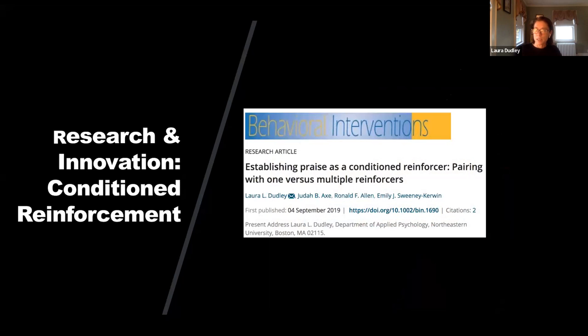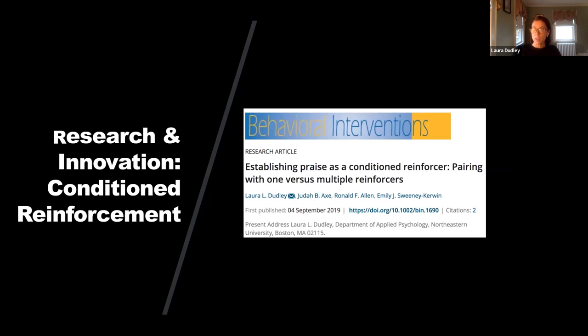I also conducted a study a couple of years ago on effective procedures for conditioning neutral stimuli as reinforcers for learners with developmental disabilities. So individuals with autism and other disabilities sometimes have restricted interests with only a few items or a few people serving as reinforcers. And as a result, attention has been given to how we might expand the number of items that serve as reinforcers. And we've tried different methods over the years.